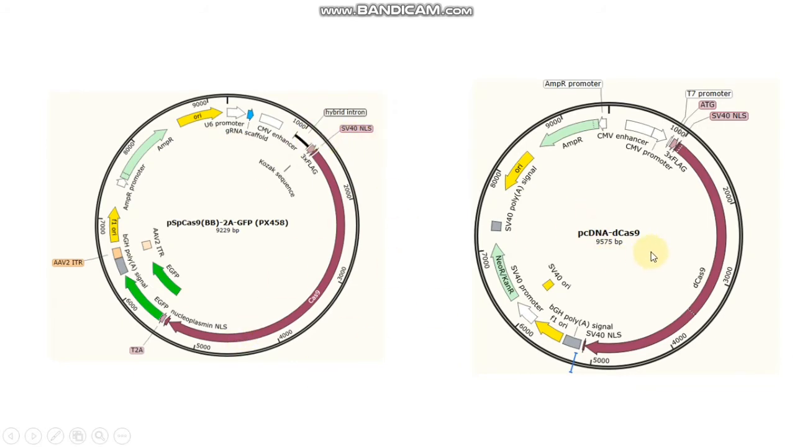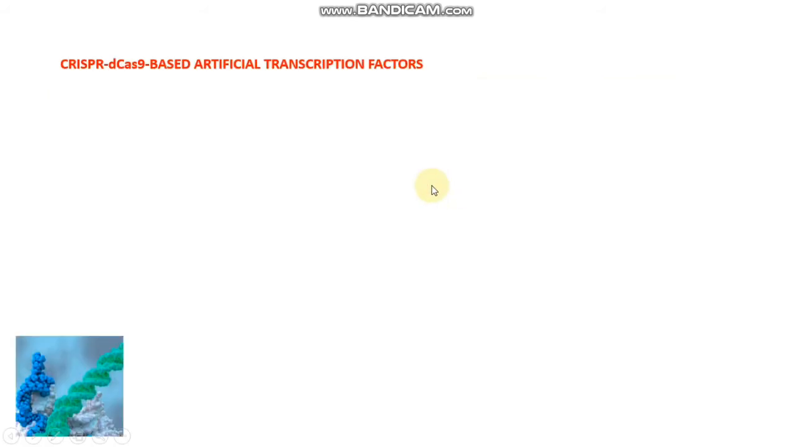And for the dCas9 system, everything is the same, only in place of the Cas9, the dCas9 will be used. That's the difference. Alright, so let's talk about the application of this CRISPR dCas9 system. The CRISPR dCas9 system is based on artificial transcription factors.